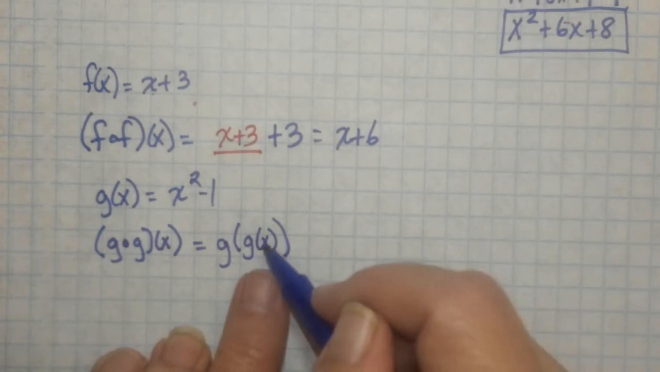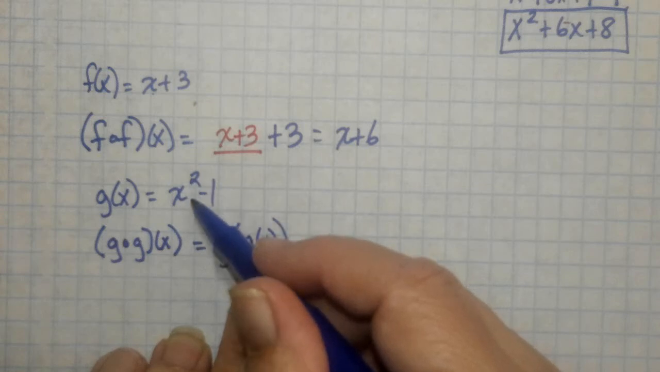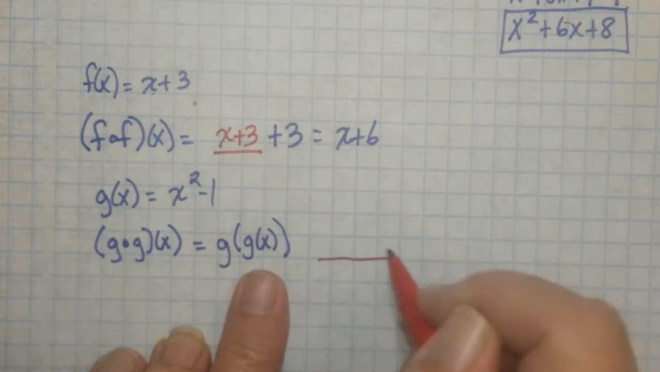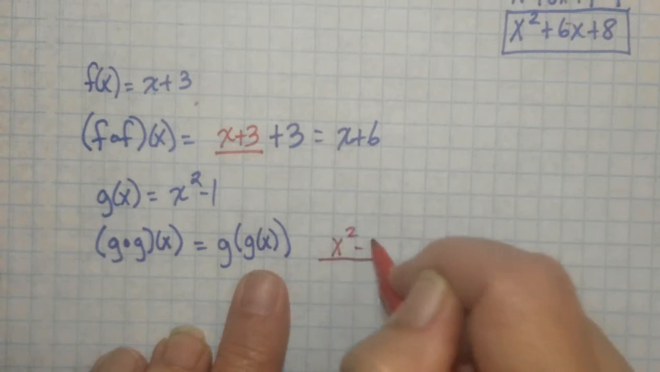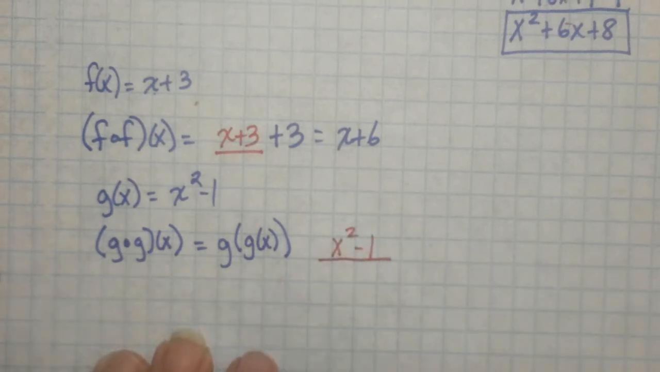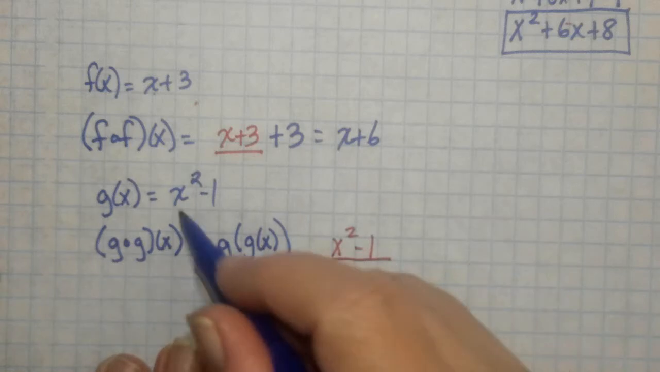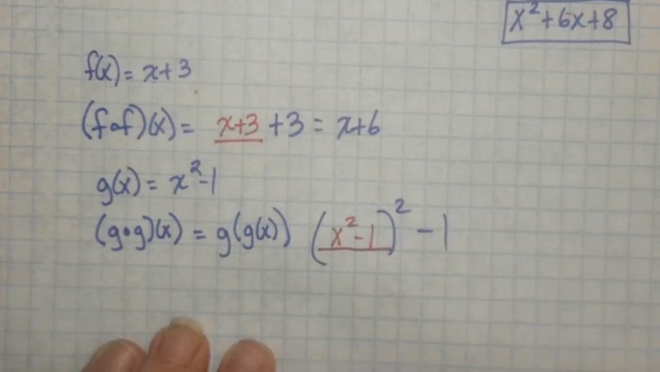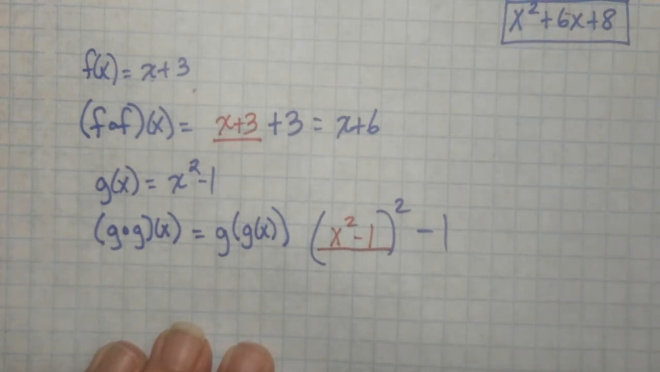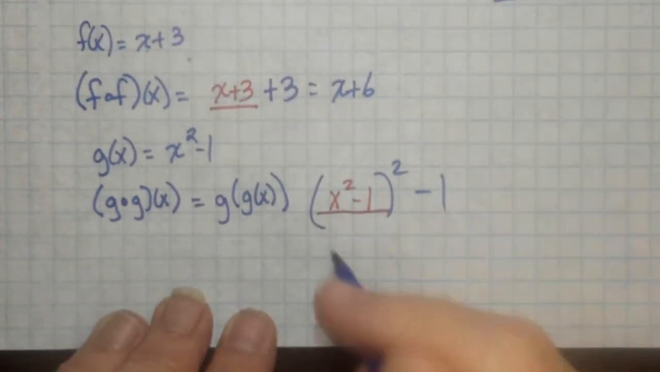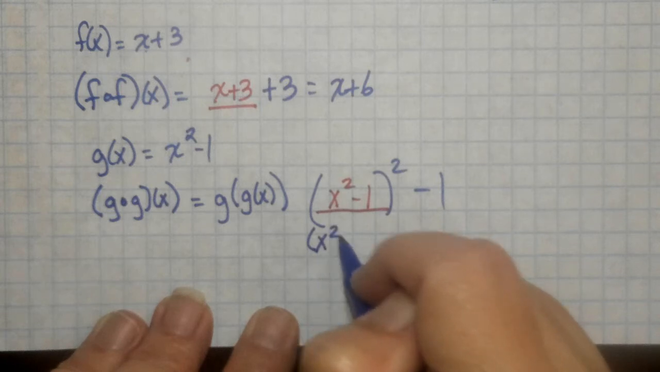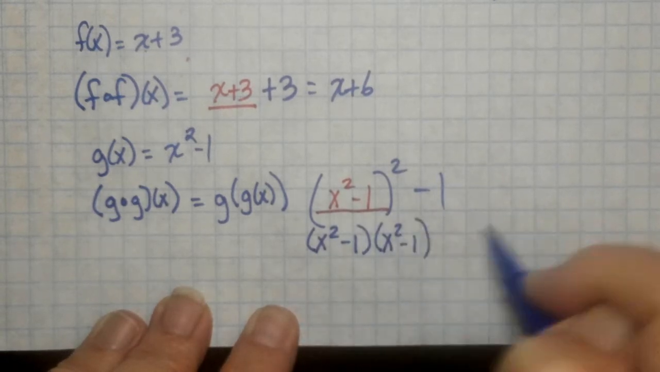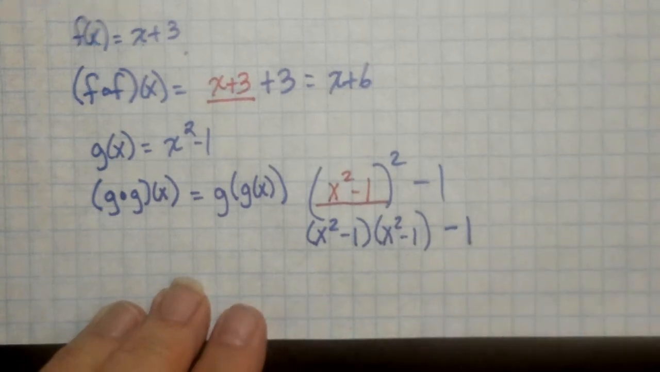So, if I plug x in, I get x squared minus 1 out. So then, my input is x squared minus 1. And my function says, take the input and square it and minus 1. I'm going to go ahead and write out x squared minus 1 times x squared minus 1, and then bring down my other minus 1.